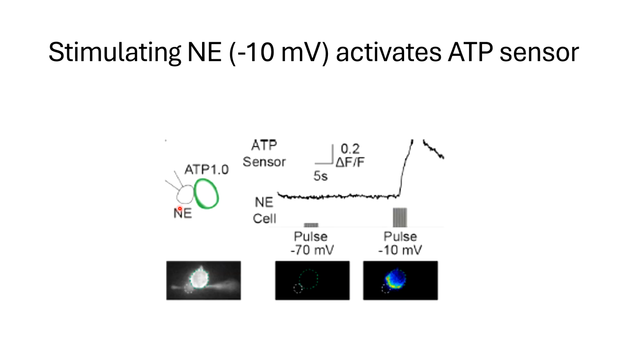So here we have this neuroendocrine cell, and as we said, it secretes ATP, which can be sensed by what is called an ATP sensor. It's like the afferent neuron we've talked about. So when we stimulate the neuroendocrine cell by a negative 10 millivolt pulse, you can see that the ATP sensor shows a signal.